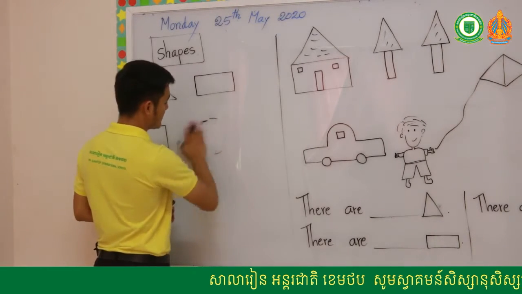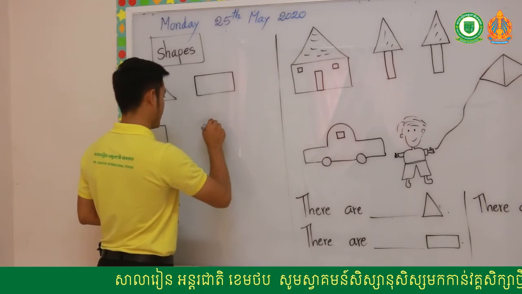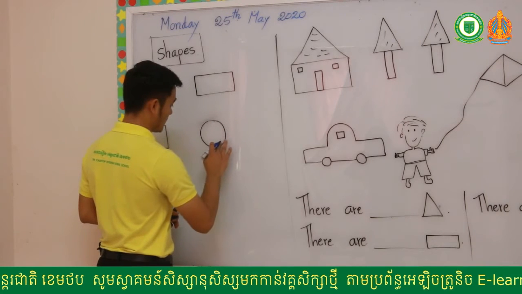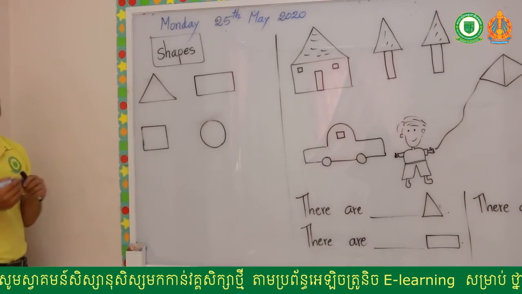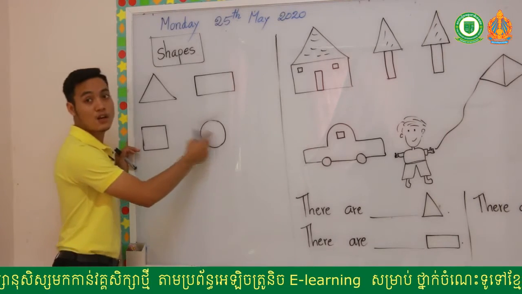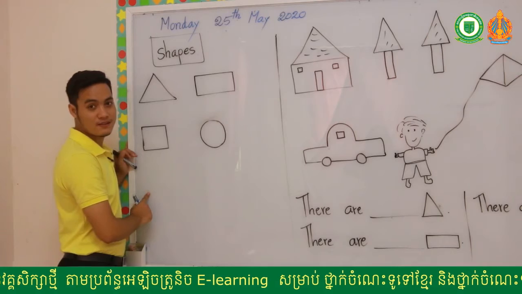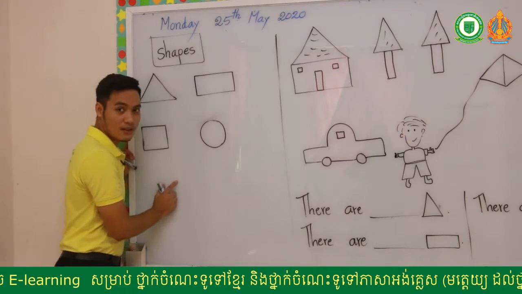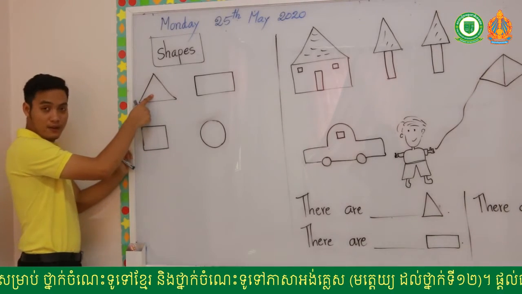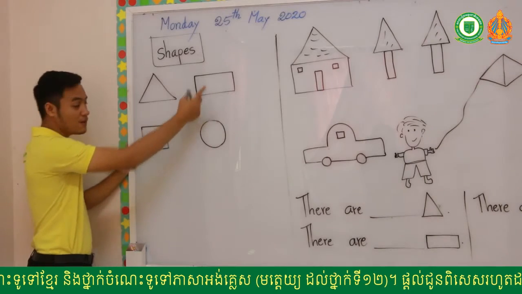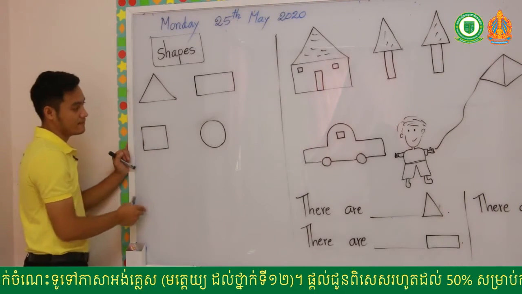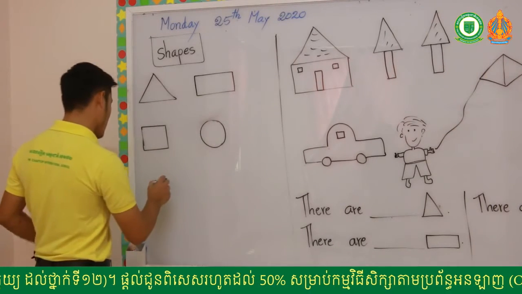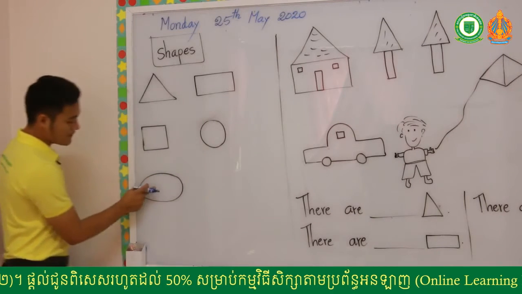Okay, wait. What shape is this? This one is circle. Read together. Circle. Again, from number one: triangle, rectangle, square, circle. Nice.